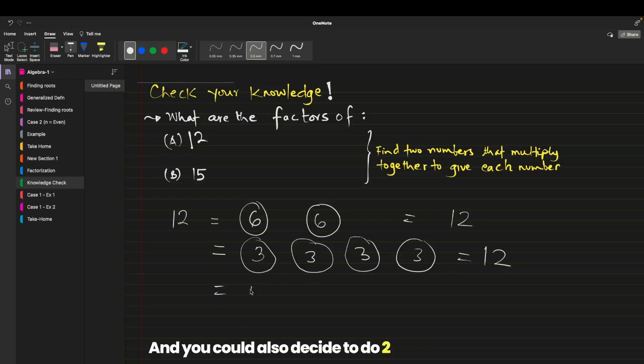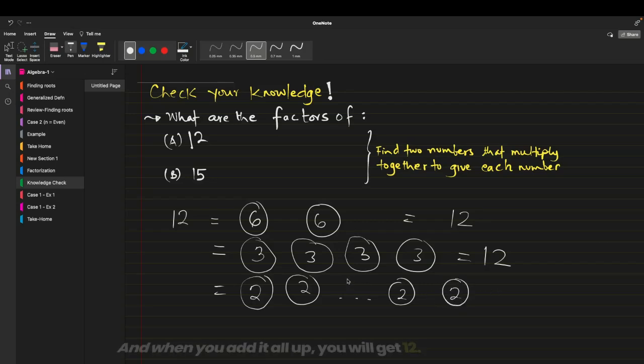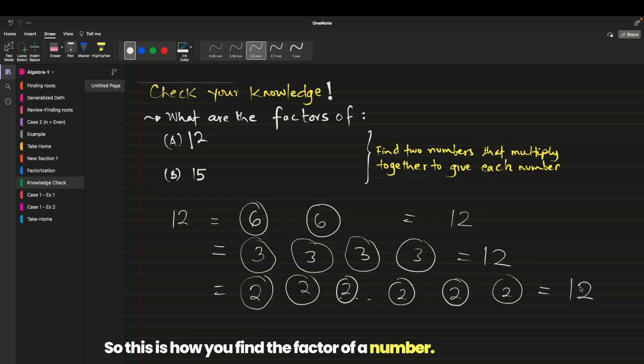And you could also decide to do 2 apples in 6 different places, right? And when you add it all up, you will get 12. So this is how you find the factors of a number. Likewise, you can pause the video and do the same for question B, which is find the factors of 15. Give it a try and come back.